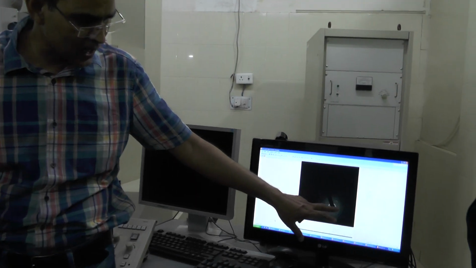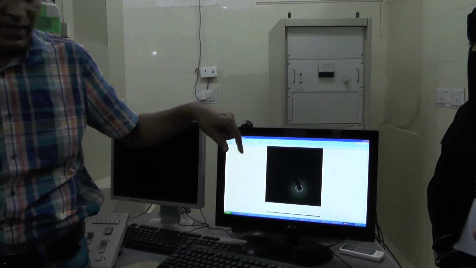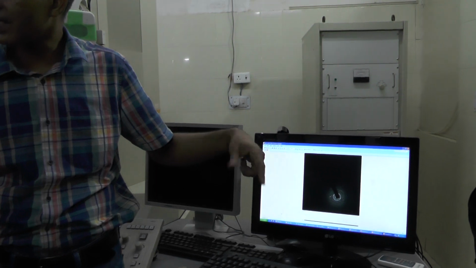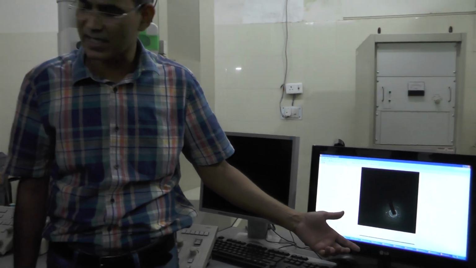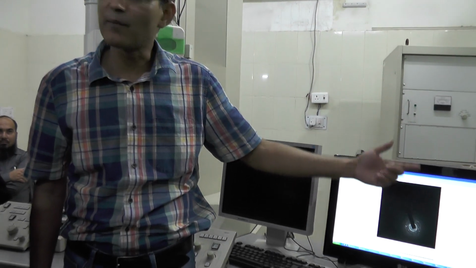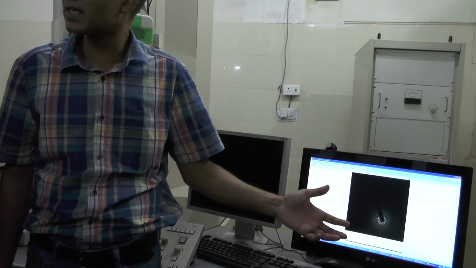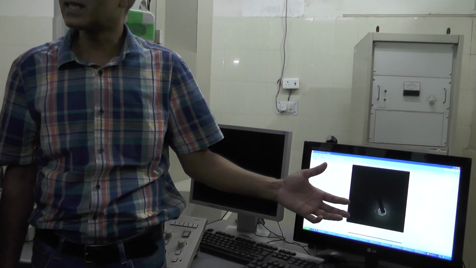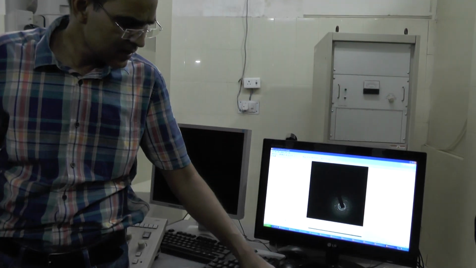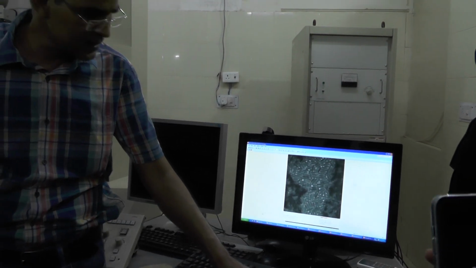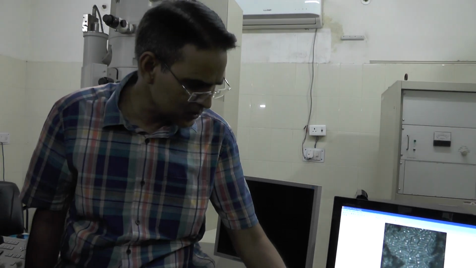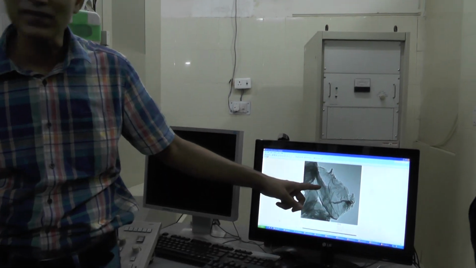In which we have some bright dots along with some bright rings, that indicates the polycrystalline nature of the sample. If we have amorphous nature of the synthesized material, it has a diffuse ring. So that indicates the crystallinity of the sample. This is the bacteria, this is the biological sample, and this is the graphene.